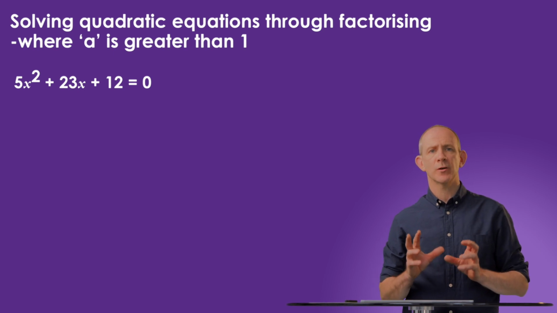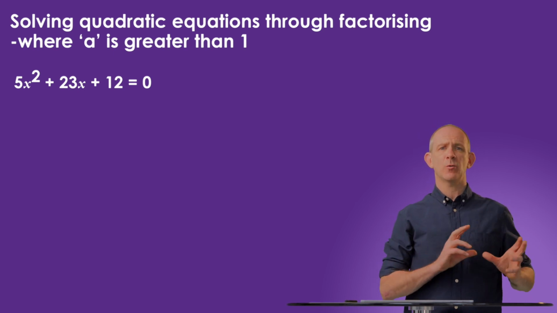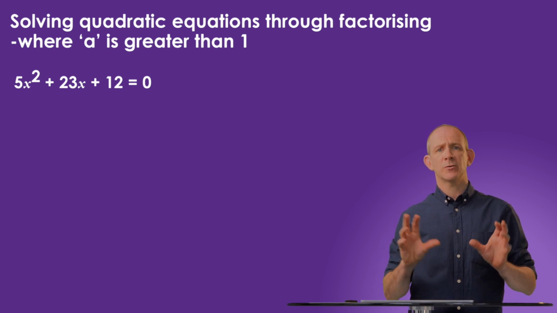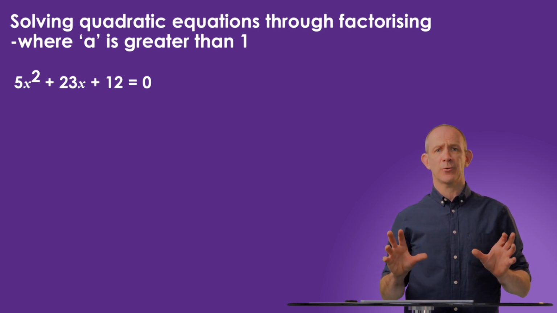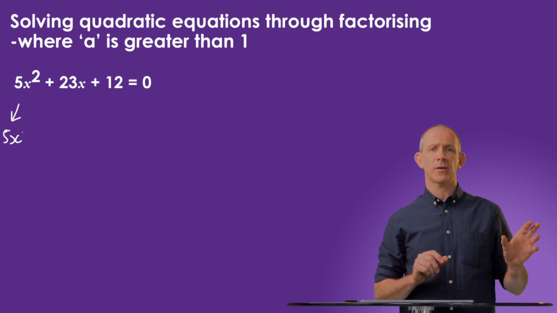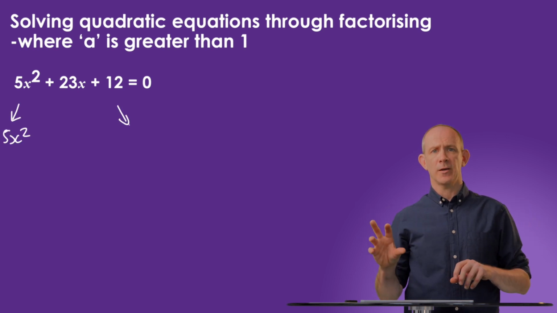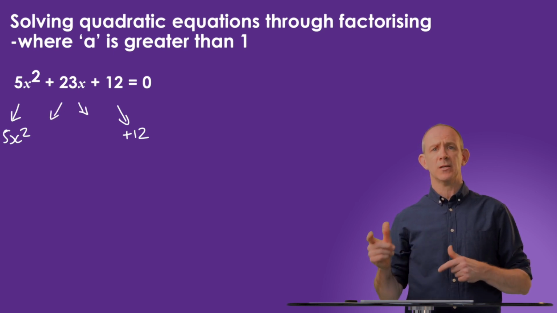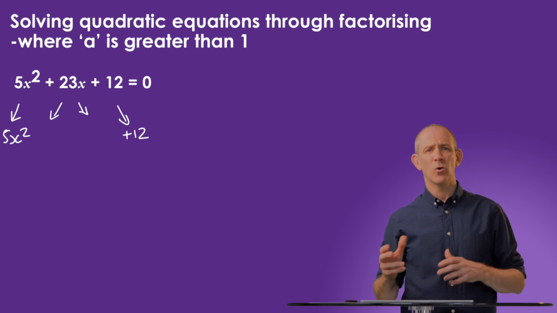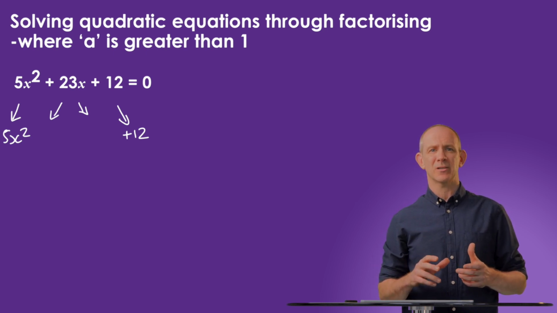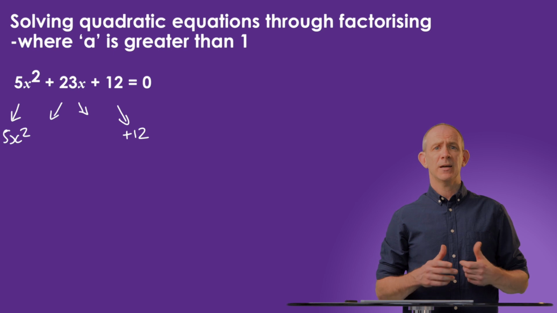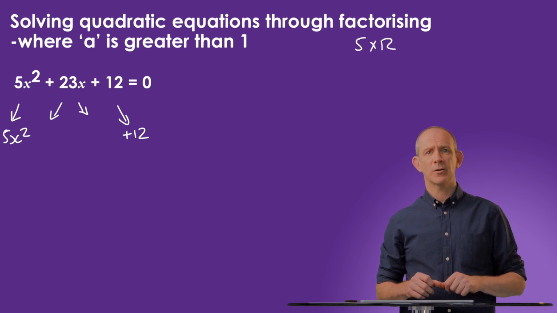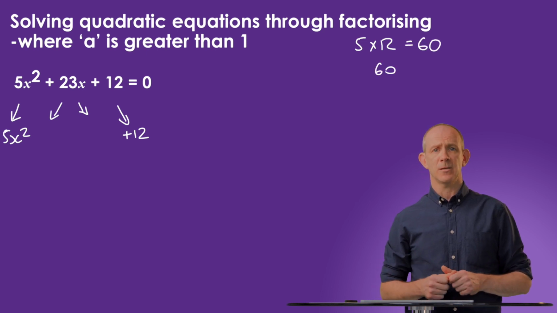Next, we'll look at solving quadratic equations which have an a coefficient valued at greater than 1. We're going to expand the equation to allow us to split the b coefficient of 23, and we'll write our 5x squared over here and plus 12 over here. Next, we need to know what the a coefficient multiplied by the c coefficient is. We've always skipped this step in the other quadratic equations as the value of a was always 1 and didn't change the outcome, so we didn't bother to do it. In this one, the product of 5 and 12 is 60.